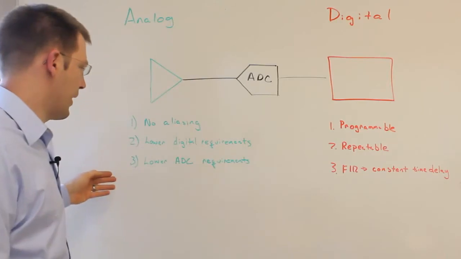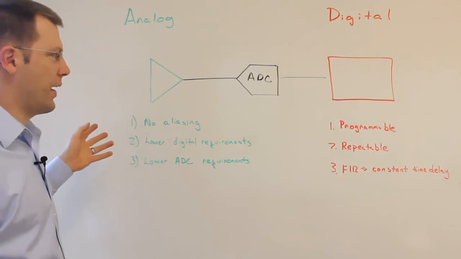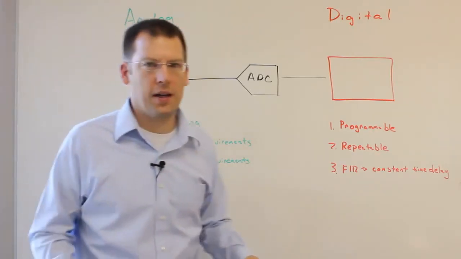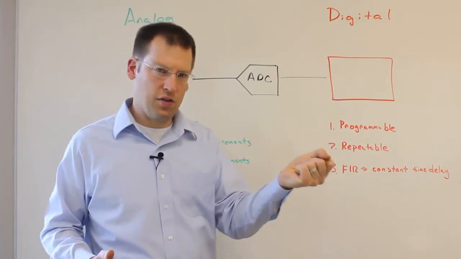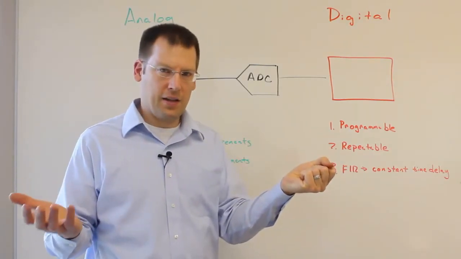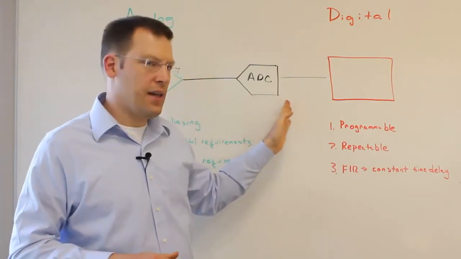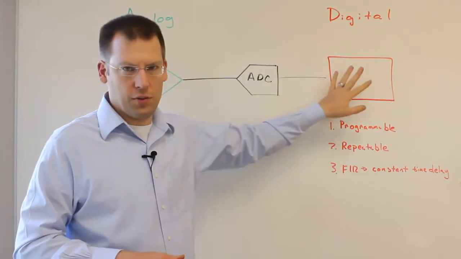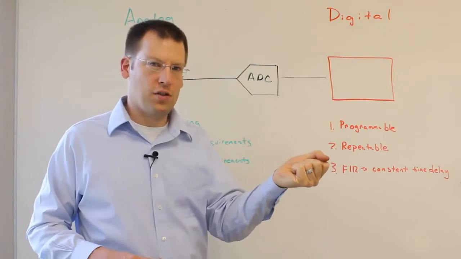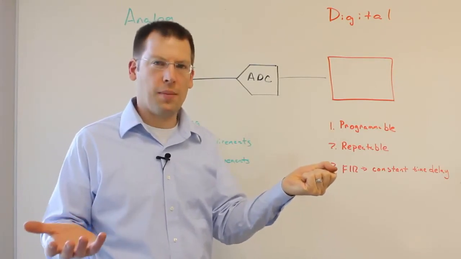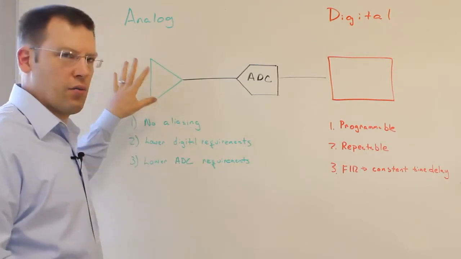And then finally, which I think is probably the biggest advantage of using an analog filter, is that it lowers the ADC requirements. So if you think about it, what a filter does is it removes data. You've got the good data that you want, and then you've got the bad data that you want to get rid of. Well, if you wait until after the ADC to do that, which is what you have to do in a digital filter, then the ADC has to both digitize the good stuff that you want and the bad stuff that you don't care about. But if you do that filtering before the ADC, then you can get rid of that bad stuff.